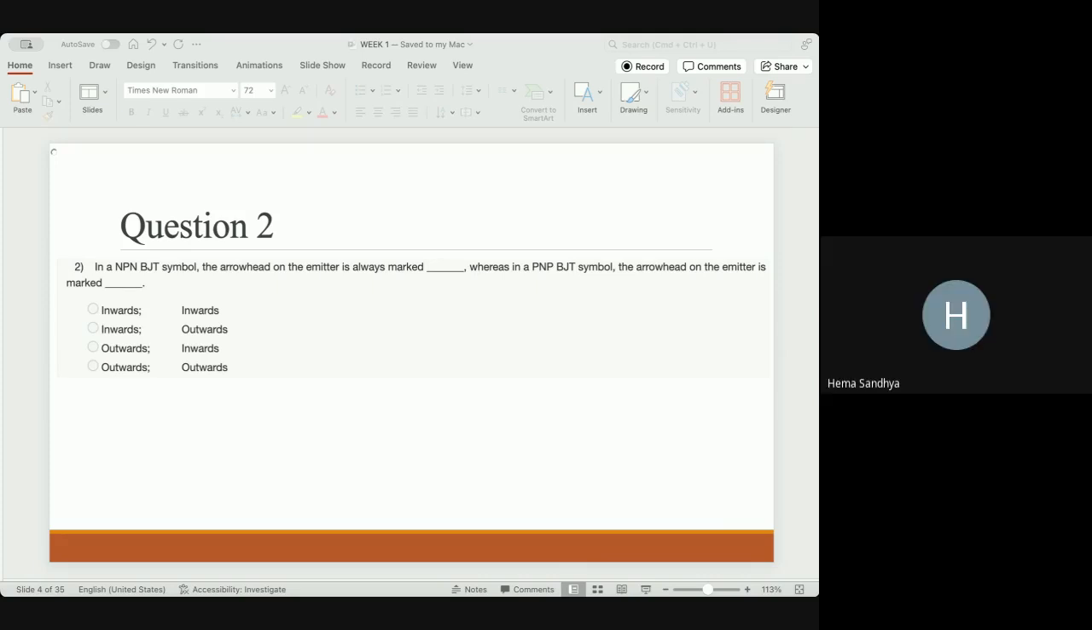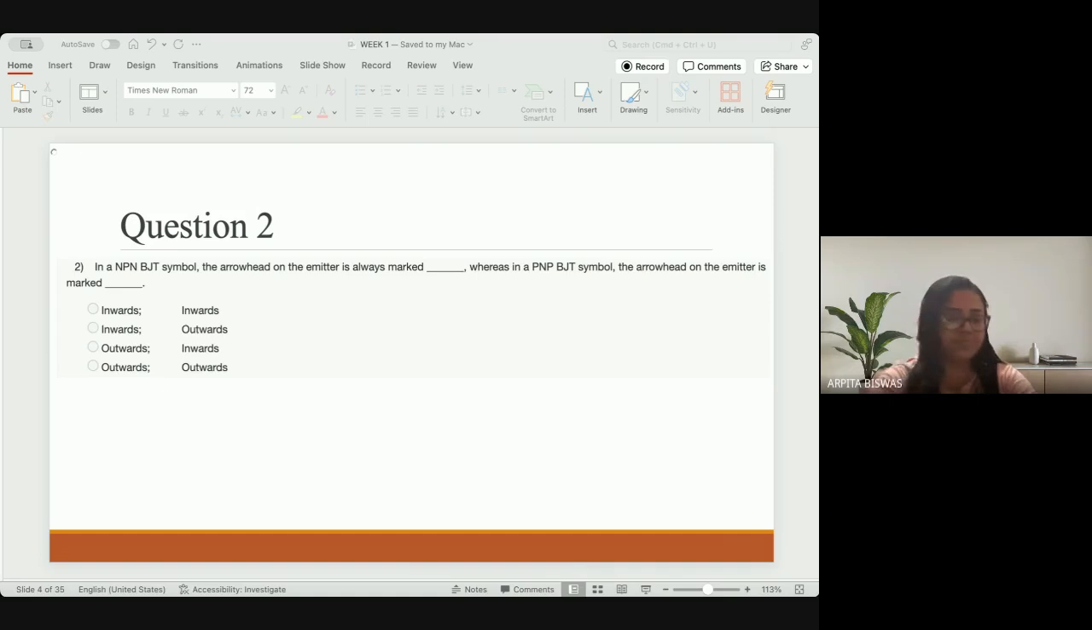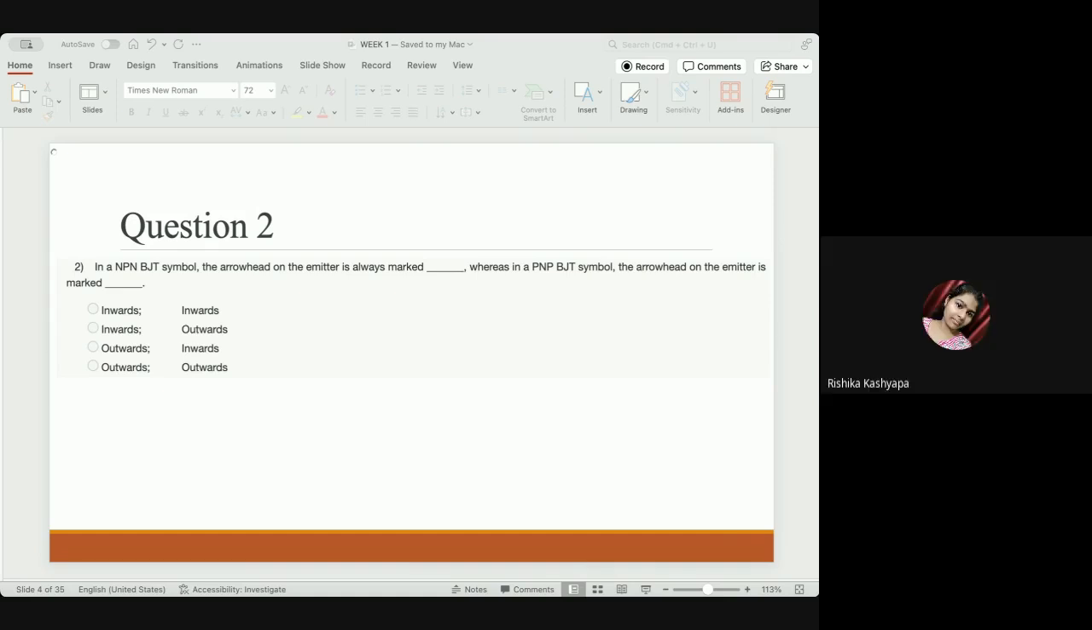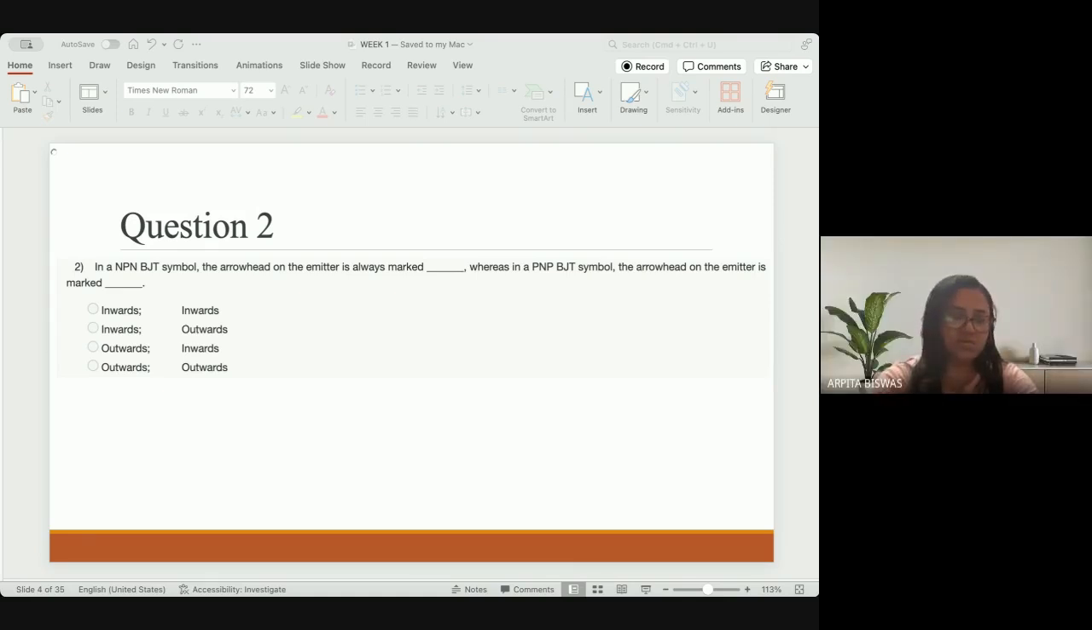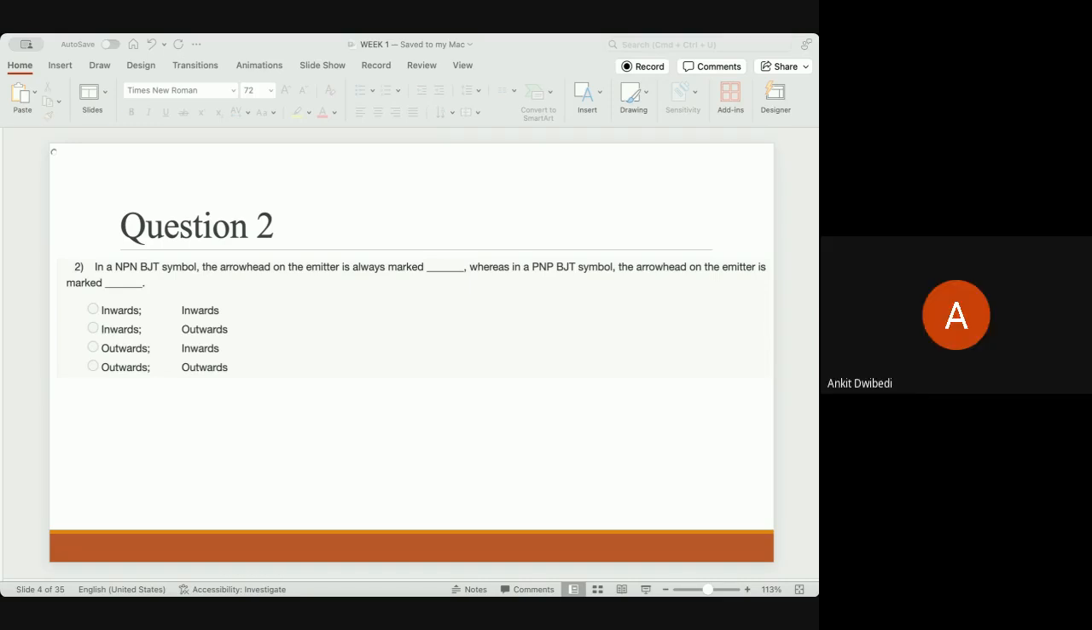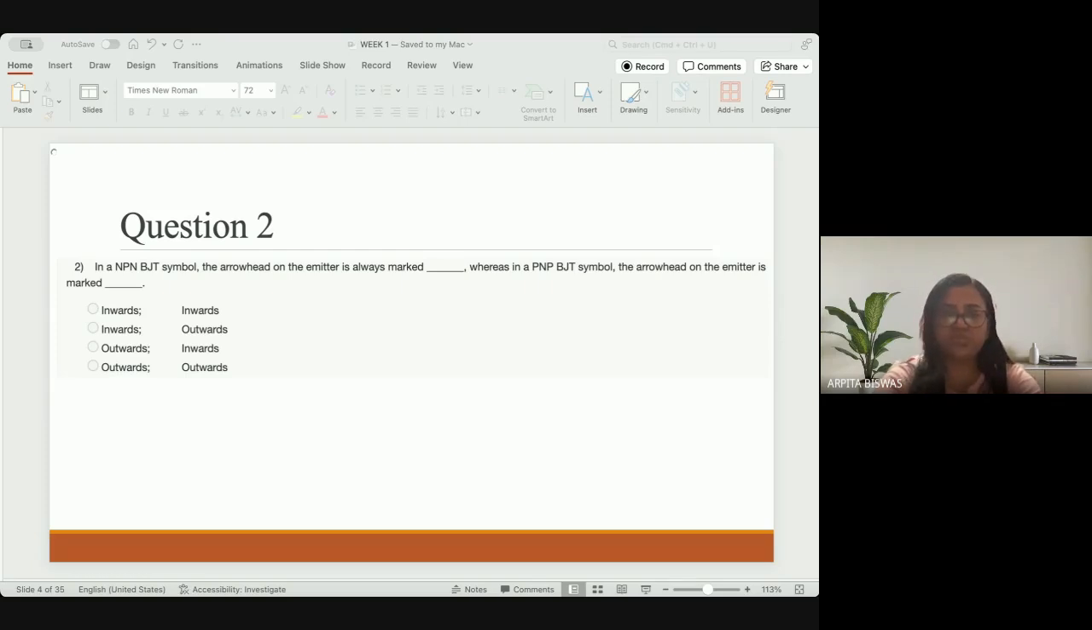Option 3, ma'am. Okay, third option. Ankit, what is the right answer? Third option, ma'am. Okay, so option C is the right option because in NPN, you can also see how it looks. Just a minute.